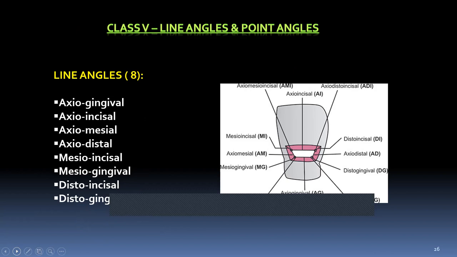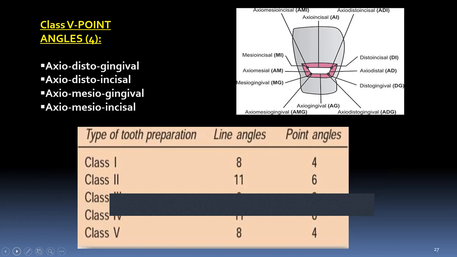And in class 5 cavity, which includes the smooth surfaces, mainly towards the cervical or the gingival, it includes eight line angles, which are the axiogingival, axioincisal, axiomesial, axiodistal, mesioincisal, mesiogingival, distoincisal, and the distogingival. The point angles include 4 in number. They are the axiodistoincisal, then the axiomesioincisal, then axiomesiogingival towards the gingival surface, and the axiodistogingival.